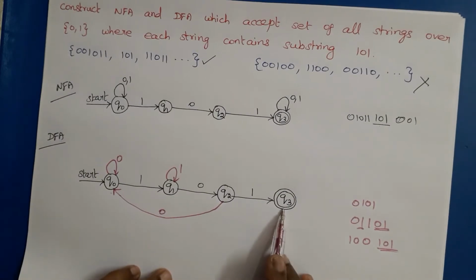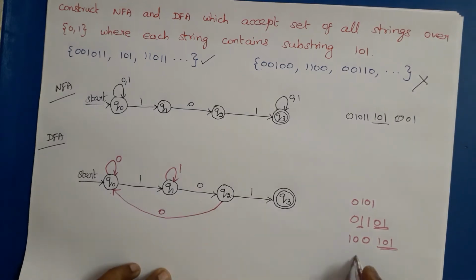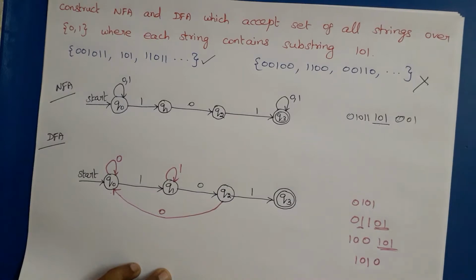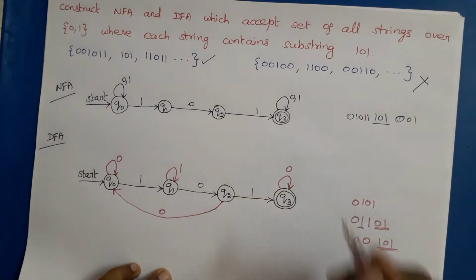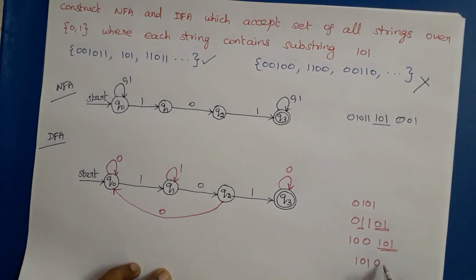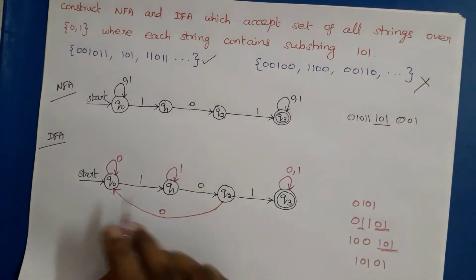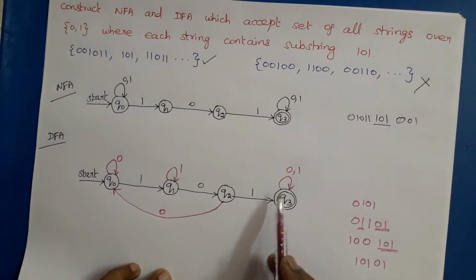Then in Q3, we will be in state Q3 after recognizing 101 only. After recognizing 101, if one more 0 comes, we can remain in the same state, because that should also be accepted. The next symbol may be 1 also. So after recognizing 101, for any number of zeros and ones, we should stay in the same state Q3.